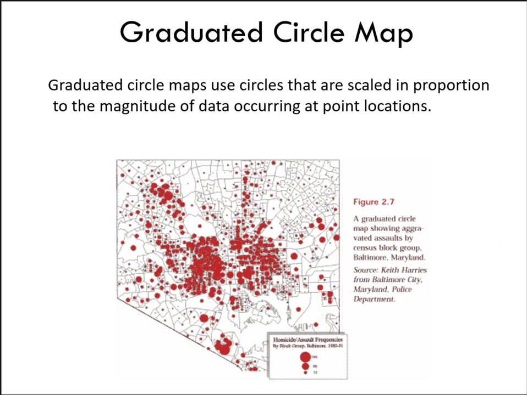The next here is a graduated circle map. And graduated circle maps use circles that are scaled in proportion to the magnitude of data occurring at some point location. And here, in this map, is a graduated circle map showing aggravated assaults by census block group. So each one of these little areas, these boundaries, is a census block group, and it's showing you the magnitude of aggravated assaults. Can't really make out the legend, but we can just say the biggest circle is, let's say, 500. The next one is maybe 100, and the next one is maybe 30 or so. Doesn't really matter for this example, but then you can quickly see which census block groups have the most aggravated assaults.